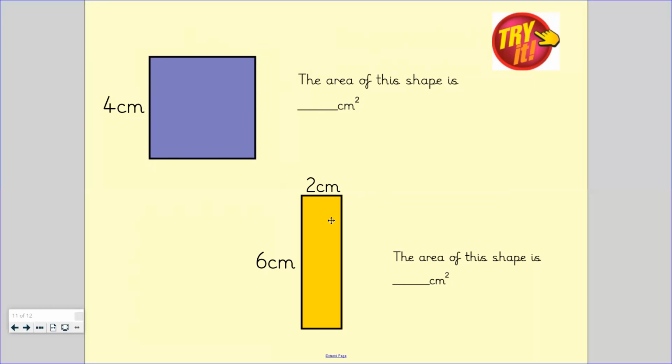Moving on to our rectangle, we do 6 times 2 is 12. Okay, and that's all it is. Okay, so there's two different methods of working out the area. If it's got little squares inside of it, you can count the squares. If it doesn't, if it's got 2 lengths of the sides, you can times those two numbers together. Okay, width times the length.